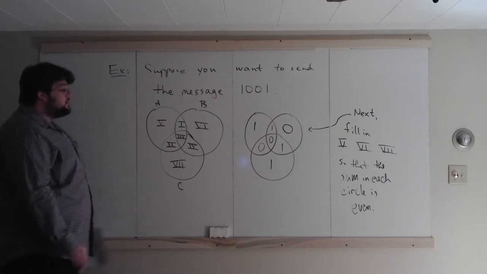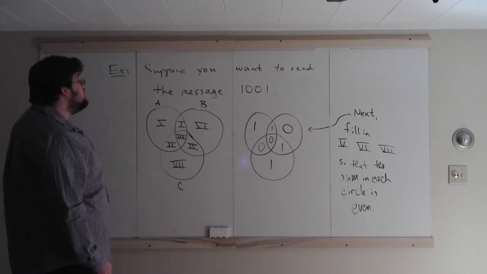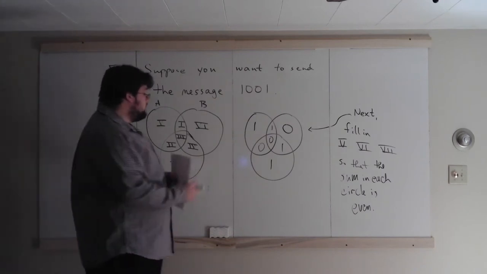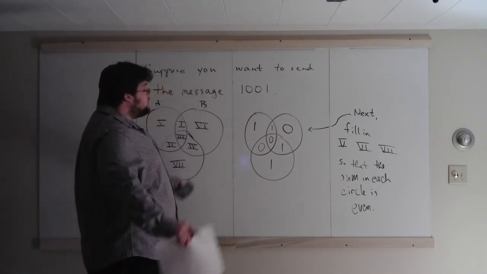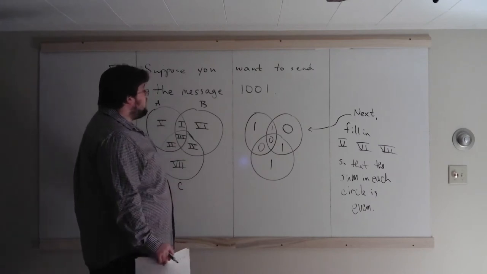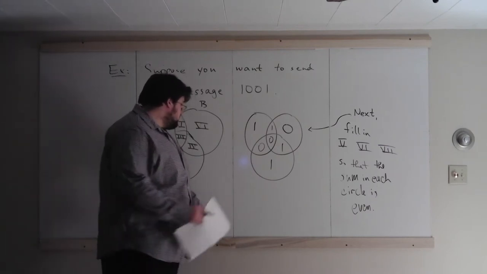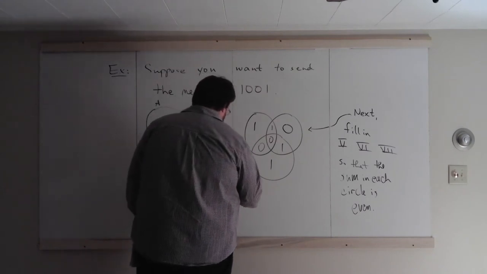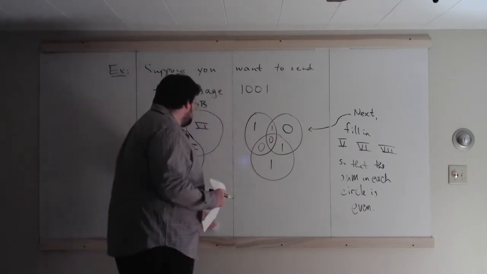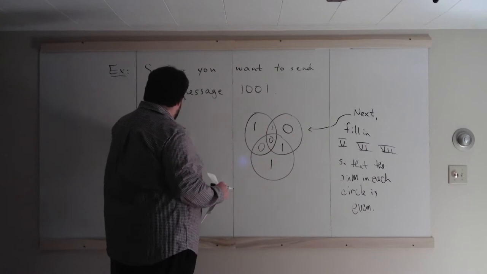1 is odd, so we need another 1 there to make the sum in circle C even. And once this is all filled out, we can now encode 1001. So, how should I write that? Let's erase this and write it over here.